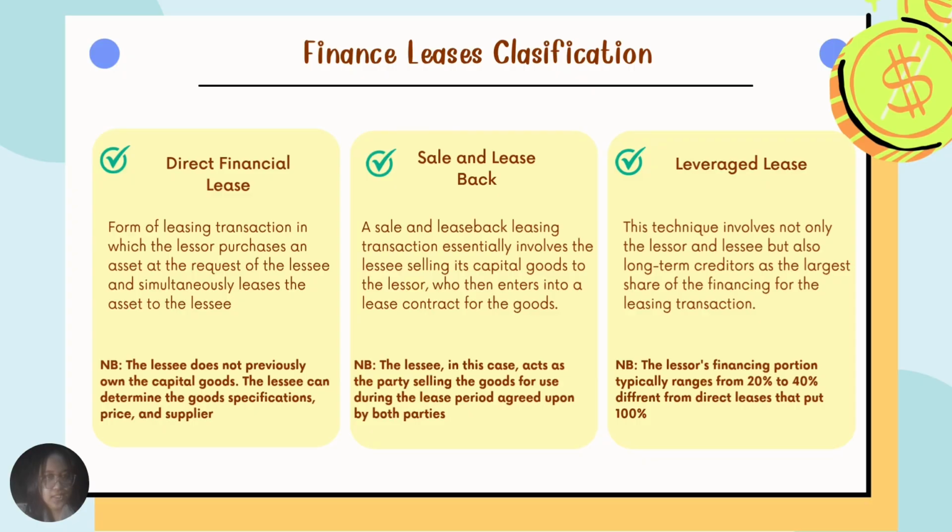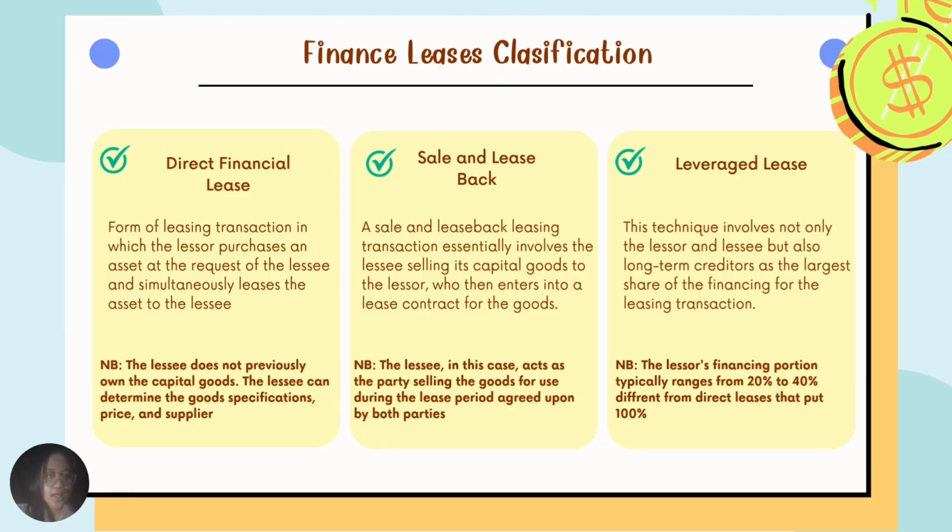Next is finance lease classification in a finance technique. There are six types of finance lease classification. The first one is direct financial lease, which is a form of leasing transaction in which the lessor purchases an asset at the request of the lessee and simultaneously leases the asset to the lessee. You need to take note that the lessee does not previously own the capital goods, but the lessee can determine the goods specification, price, and supplier. So the lessee will ask the lessor to provide the asset for them.